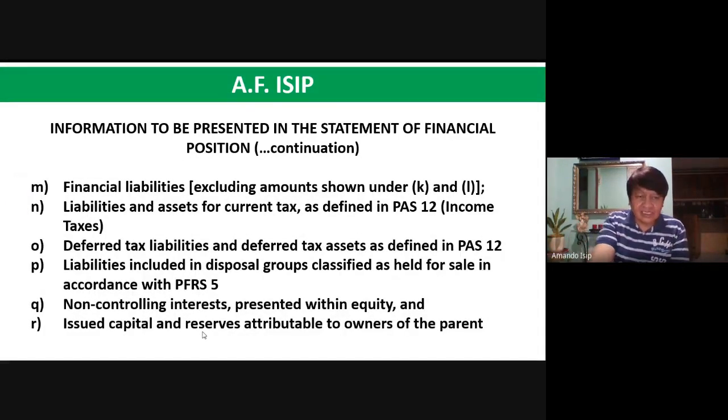And then financial liabilities. So when we say financial liabilities, this refers to our obligations in connection with the issuance of investment instruments. Take note, excluding amounts shown under K and letter L. So, for example, you issue bonds to the customers or to the investors. Whenever you issue bonds, you will receive money.